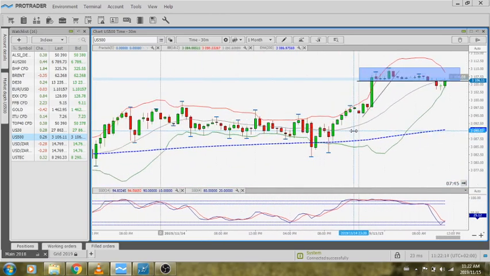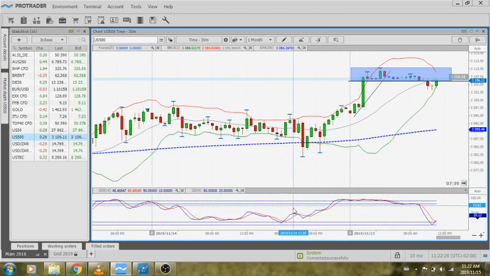But the stochastic's very nice, and we can follow it straight throughout the market. You can see that once it's in an oversold situation here, it's usually right. So it's a very nice indicator to use. For me, I love it.